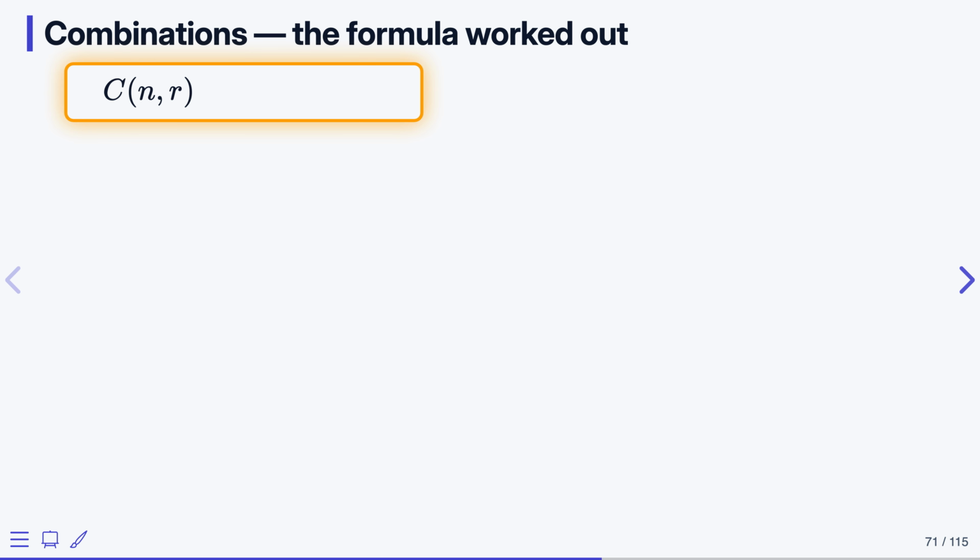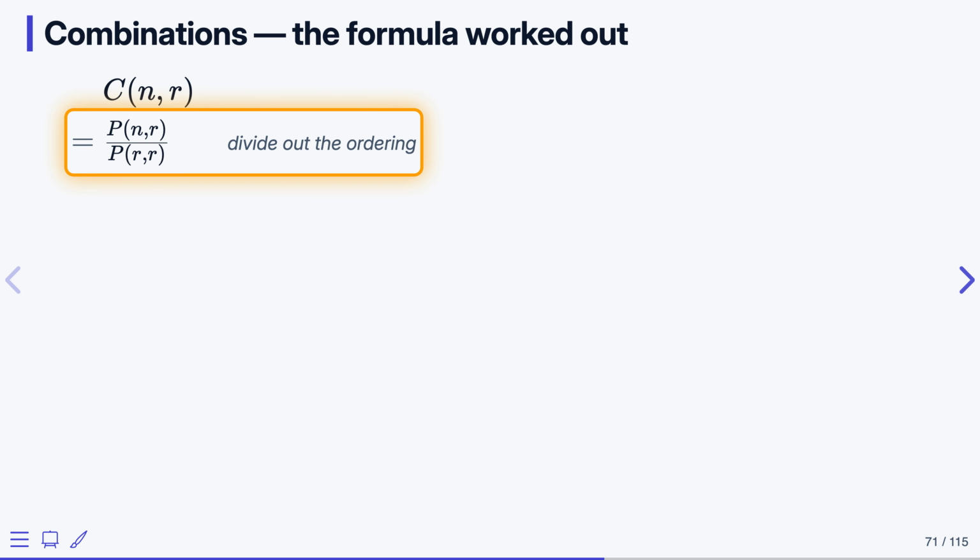This is the working. Line 1. We want C(n, r). Line 2. From the product rule on the last slide, C(n, r) is P(n, r) divided by P(r, r). We are dividing out the orderings, because a subset does not care about order.